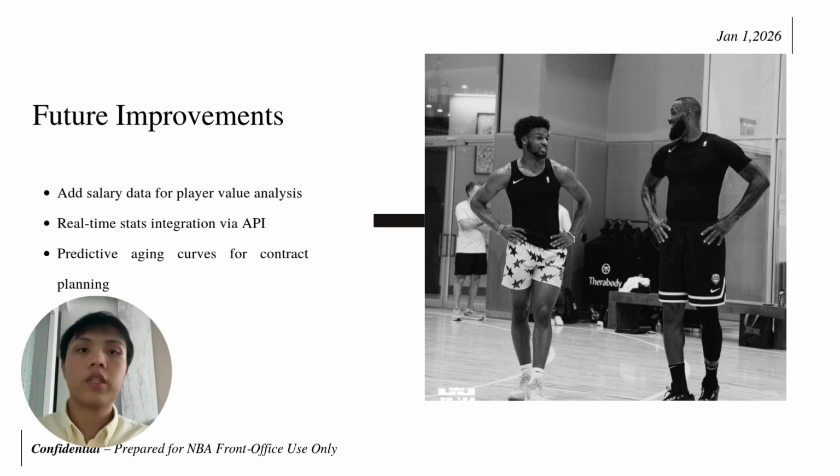In future iterations, the dashboard could be enhanced in several ways. Integrating player salary data would allow analysis of value for money, helping front offices evaluate whether performance justifies costs. Real-time stats integration through APIs would ensure the dashboard reflects the latest game and performance, keeping insights current. Additionally, adding predictive aging curve would allow teams to forecast performance beyond a player's prime years, supporting more strategic contract planning and long-term roster management. This enhancement would make the dashboard an even more powerful tool for NBA decision makers.